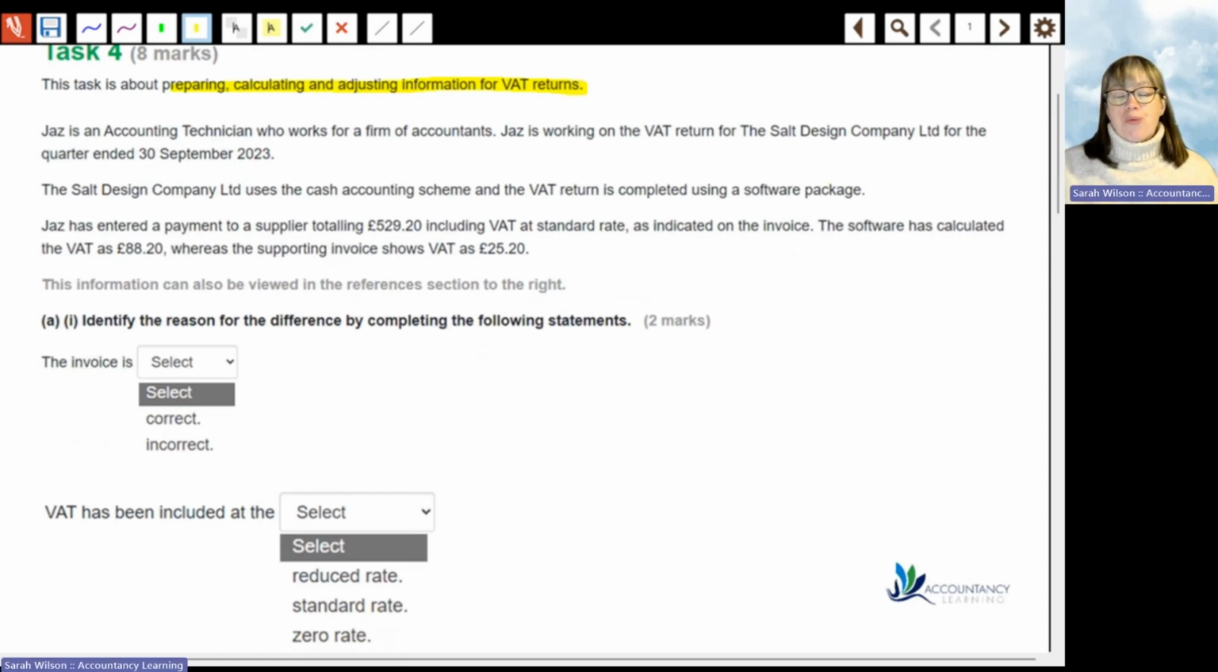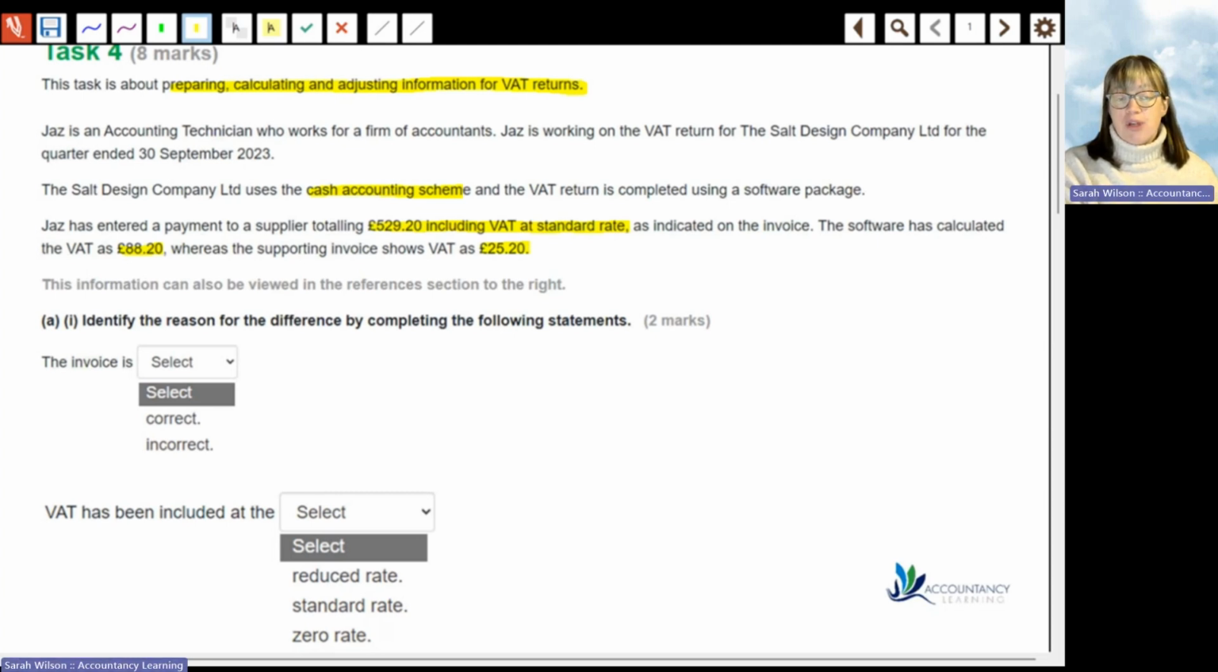Jazz is an accounting technician who works for a firm of accountants. Jazz is working on the VAT return for the Salt Design Company Limited for the quarter ending the 30th of September 2023. The Salt Design Company Limited use the cash accounting scheme and the VAT return is completed using a software package. Jazz has entered a payment to a supplier totalling £529.20 including VAT at a standard rate, as indicated on the invoice. The software has calculated the VAT as 88.20, whereas the supported invoice shows VAT as 25.20.